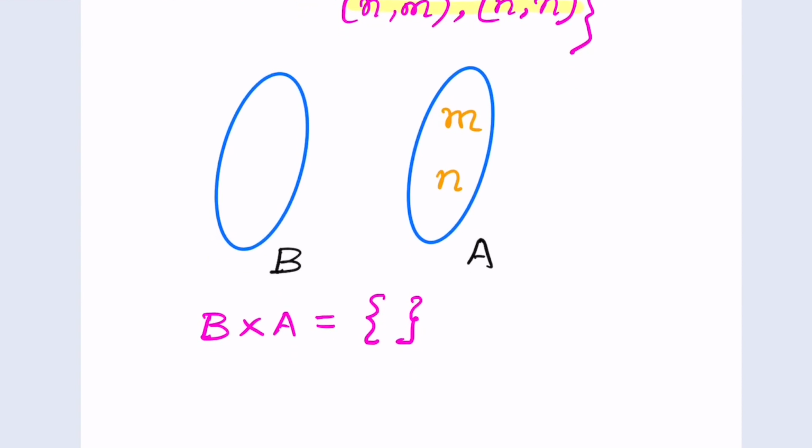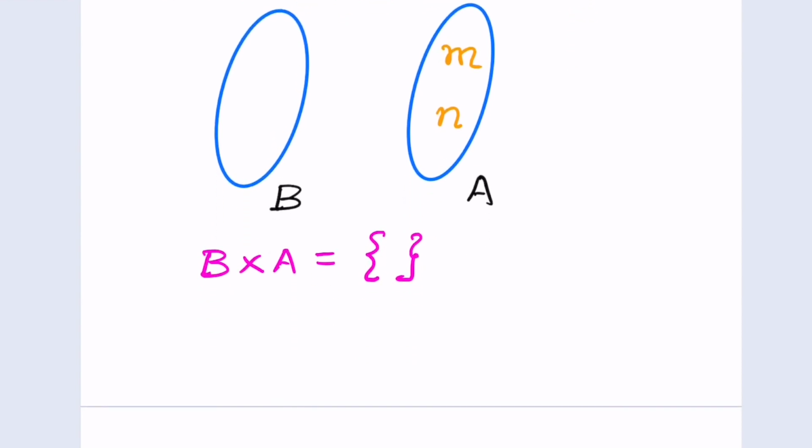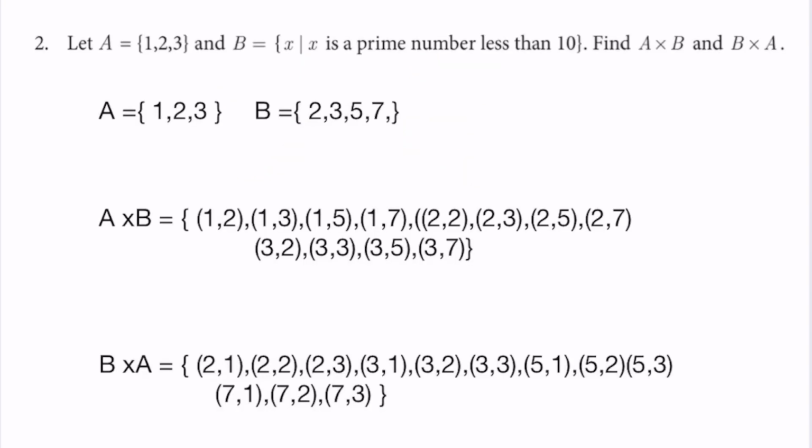Now let us find out B cross A. Now we have picturized B as an empty set with no elements and A with the elements M and N. Since B is empty and we cannot find any element there, we cannot find any association between B and A. So B cross A is an empty set. Let us solve sum number 2.